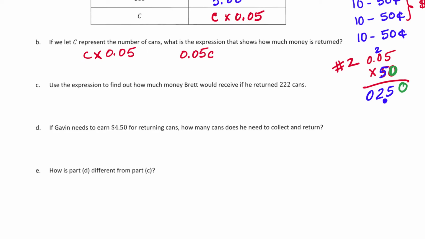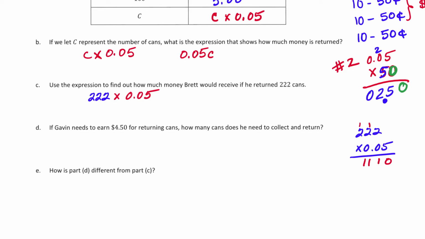Instead of writing C for cans, we're gonna write the 222 cans times the 5 cents. Okay, what I am going to do is the multiplication on this side. I'm going to do 222 times 5. If I do 5 times 2, gives me 10, carry 1. 10 plus 1, 11, carry 1. 10 plus 1 is 11.